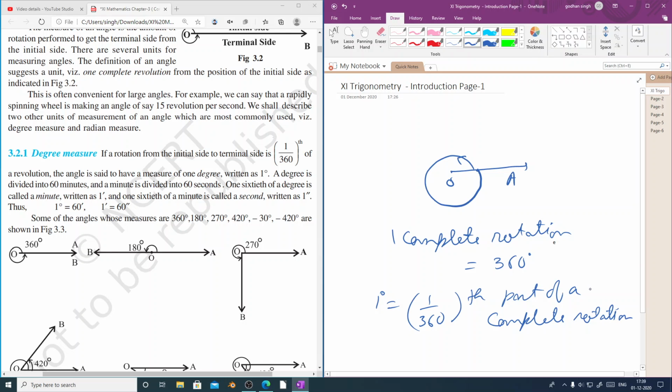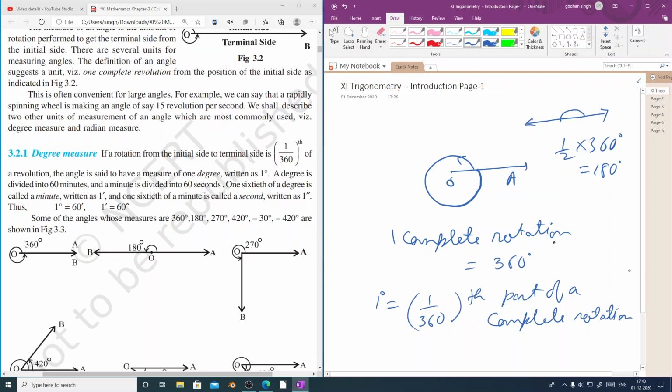Now you may know that a straight line is of 180 degree. Why is it 180? Because we are making only a half rotation. Half rotation means half of 360, because 360 is a complete rotation, so it is equal to 180 degree. So this is the reason we say that the angle made by a straight line is 180 degree.